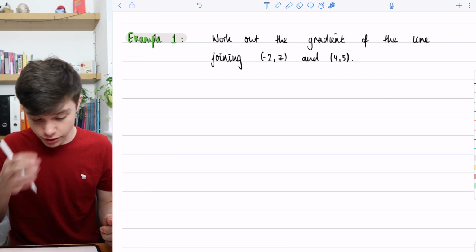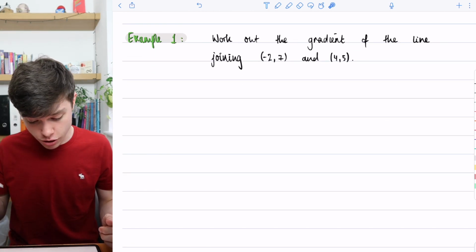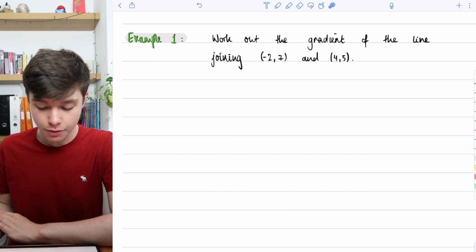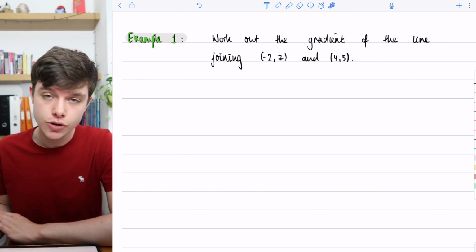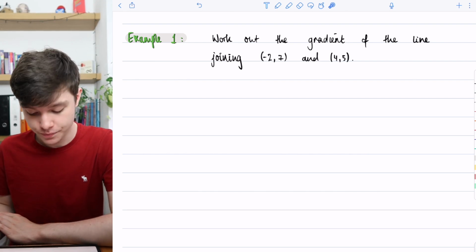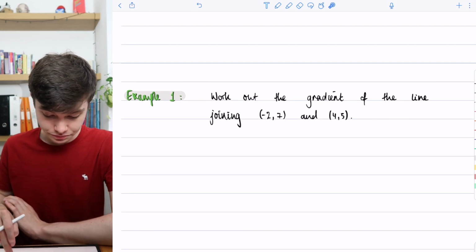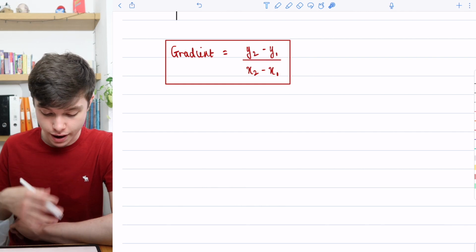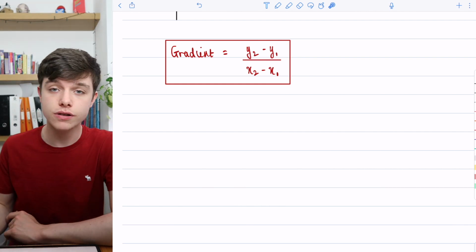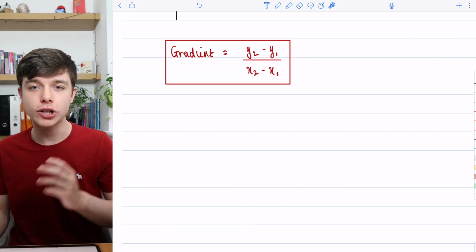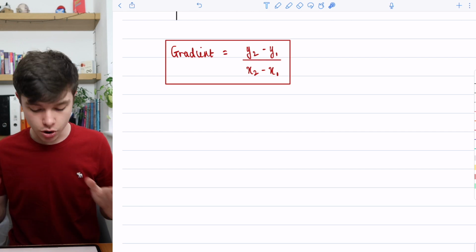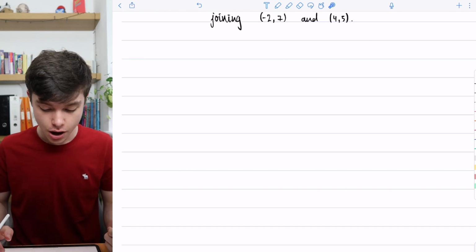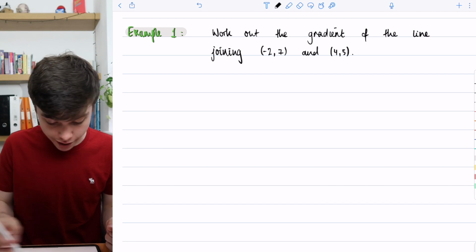Okay, so let's have a look at an example. We've got 2 points here and we want to work out the gradient of the line joining the 2 points together. Now we can basically follow this formula to work out the gradient. We can just substitute those values in. But at A level, it's quite nice to see why that works. And to really help us, we're going to draw a quick graph.